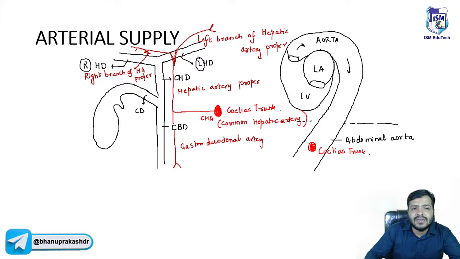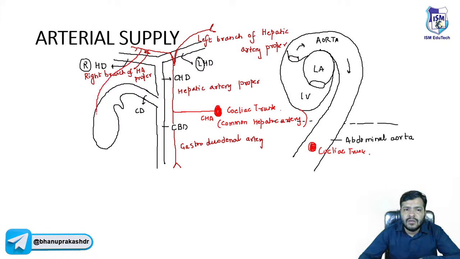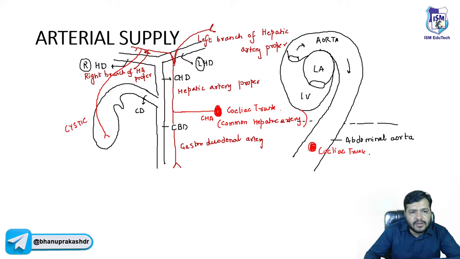So you can very well see it is the right branch of the hepatic artery proper which will supply the gallbladder, and it is the cystic artery.